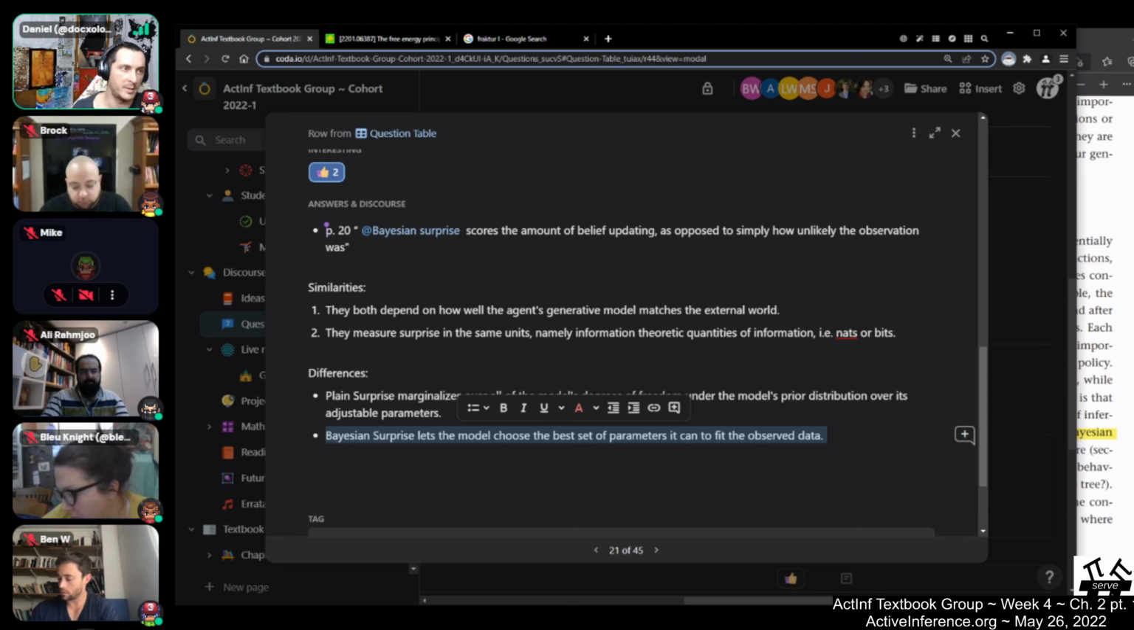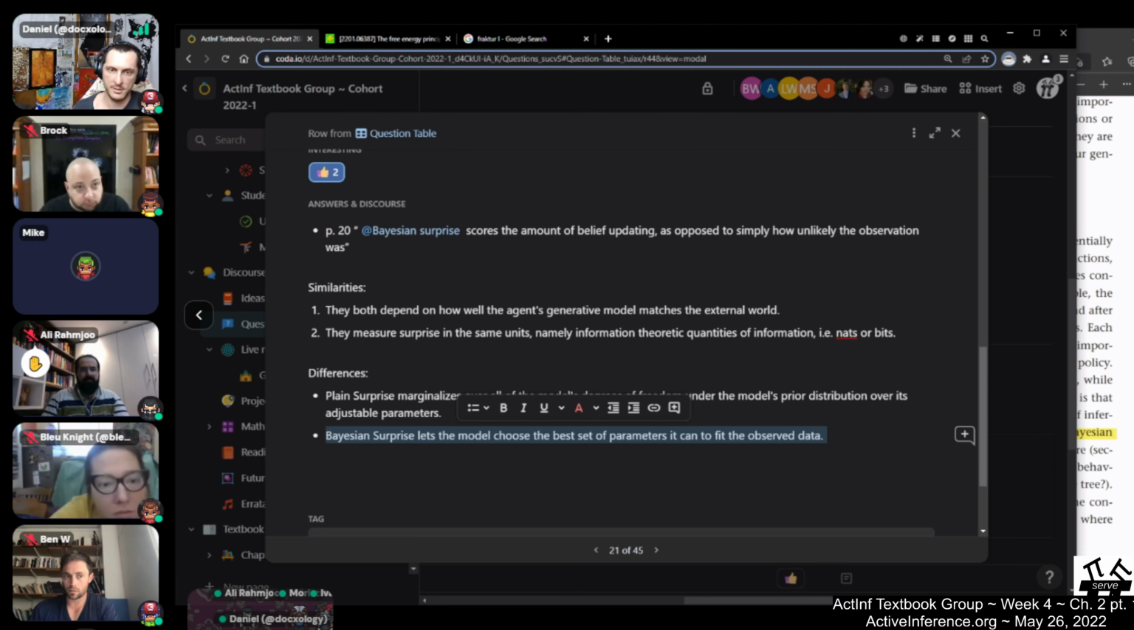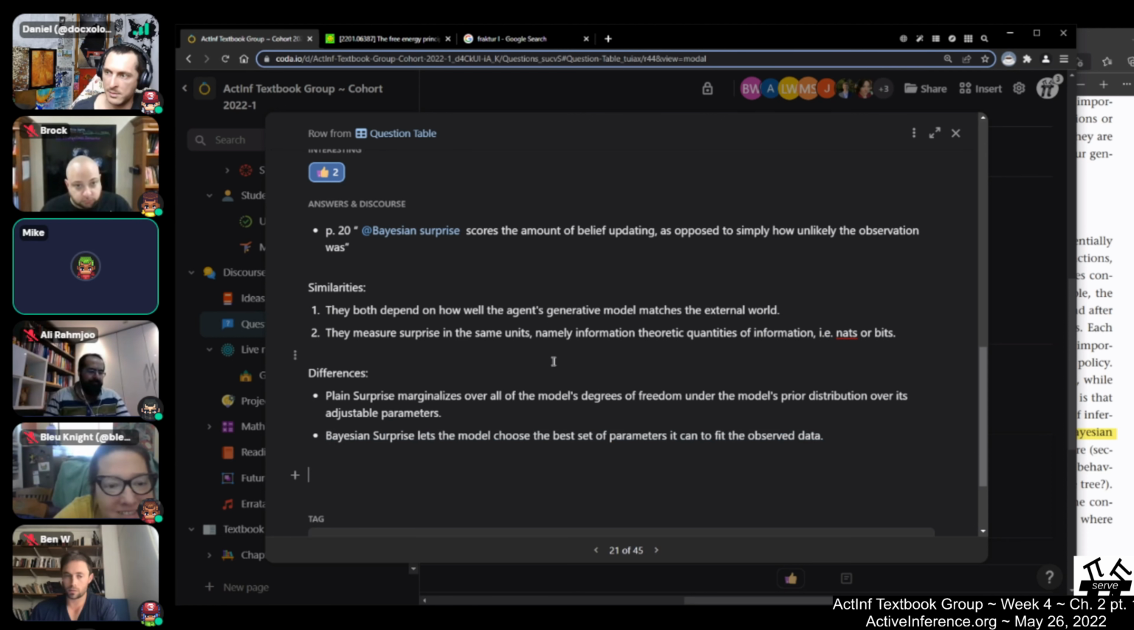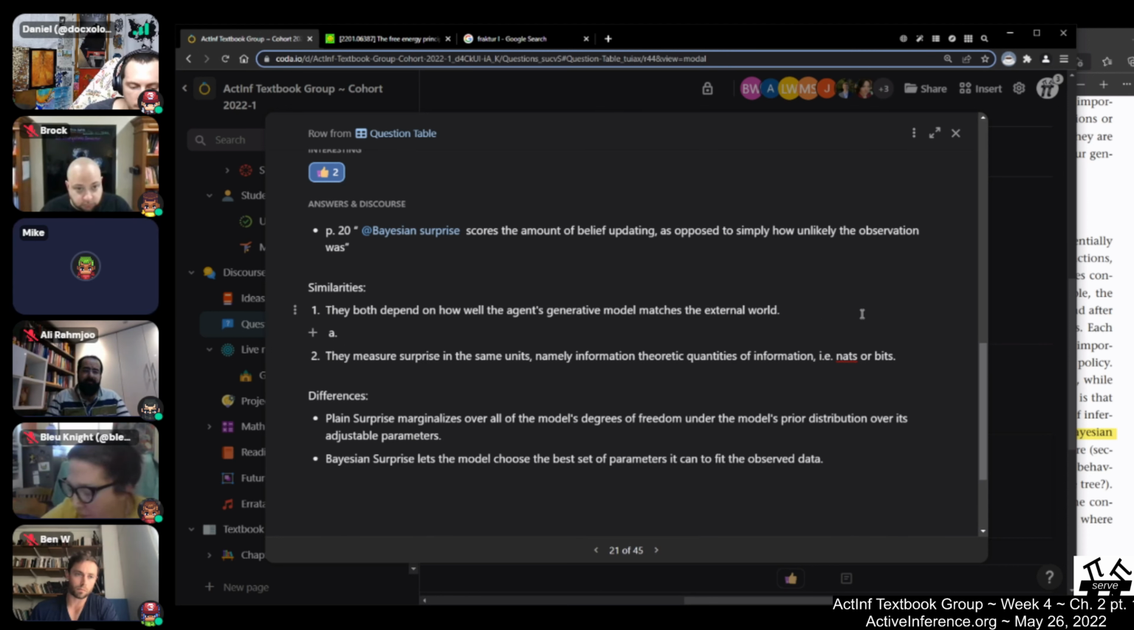Mike, and then Blue, and then Ollie. Yeah, under the first similarity, I'm wondering if it's this dependency on how well the agent's generative model matches their perception of the external world, as opposed to matching the external world. Agree with that. Great addition.